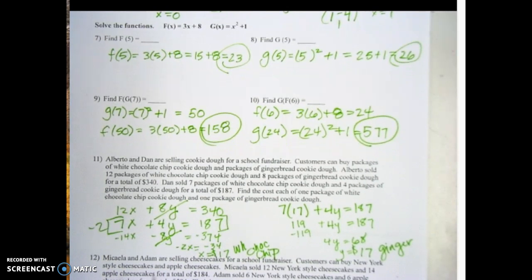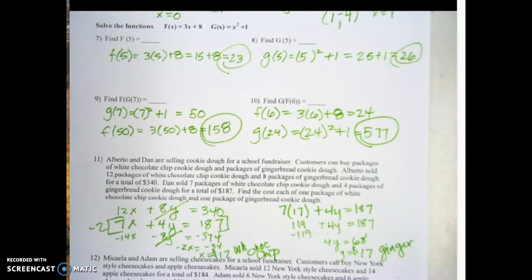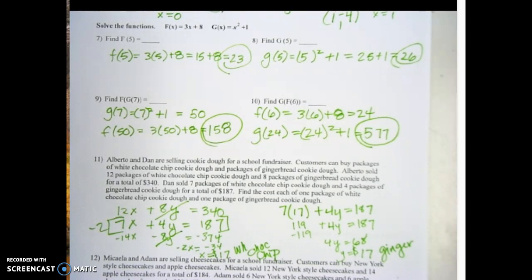Number 12, Michaela and Adam are selling cheesecakes for school fundraiser. Customers can buy New York-style cheesecakes and apple cheesecakes. Michaela sold 12 New York-style cheesecakes and 14 apple cheesecakes for a total of 184. So I'm going to say 12N plus 14A equals 184. Adam sold 6 New York and 6 apple for a total of 84.